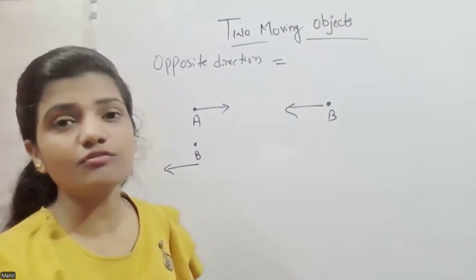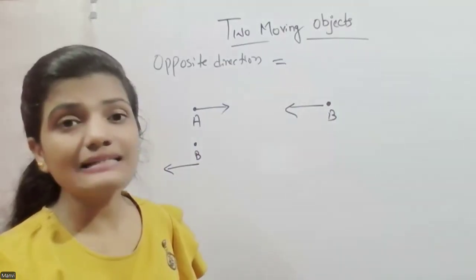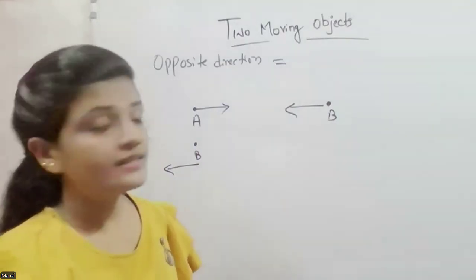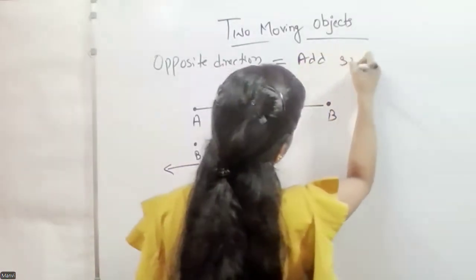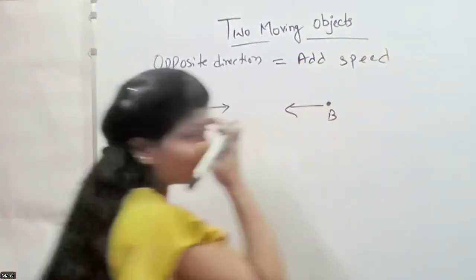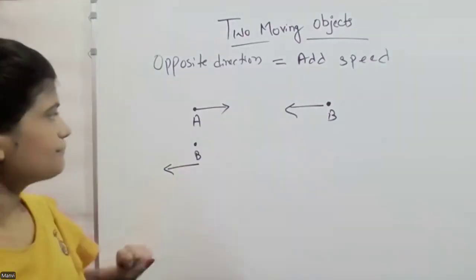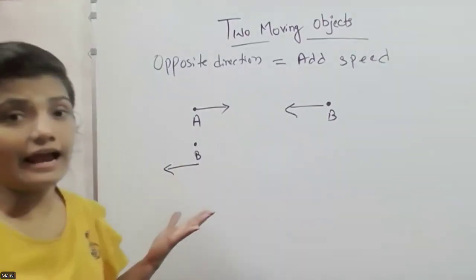In the same direction, what are we doing? We are subtracting the speed, right? So in opposite directions, we need to add the speed. You know why?